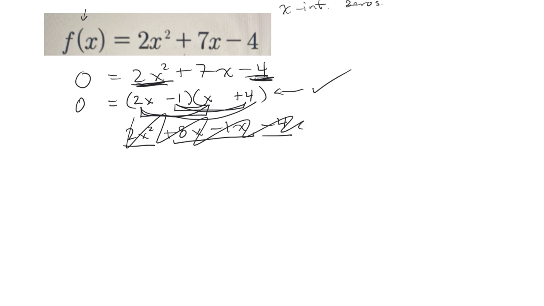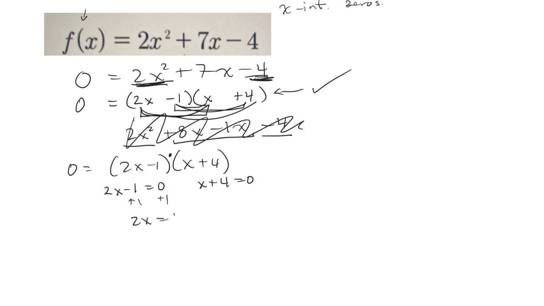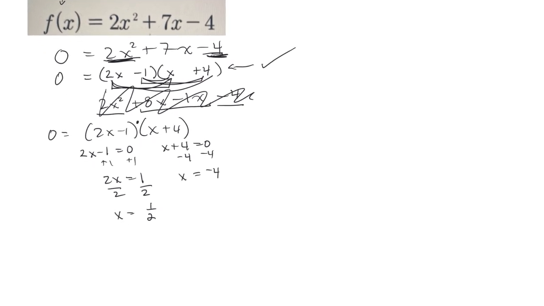Okay, so since it's correct, let me just write it down again. 2x minus 1 and an x plus 4. Since that factorization is correct, now I can use a 0 property because I'm multiplying 2 things, and so each of them has to be equal to 0. So I can write 2x minus 1 equals 0 and x plus 4 is equal to 0 and solve each of those equations. I'll add 1 to both sides, 2x is equal to 1, then I'll divide both sides by 2. So x is equal to a half is one of my answers. And then here I'll subtract 4 from each side. So I get x is equal to negative 4.